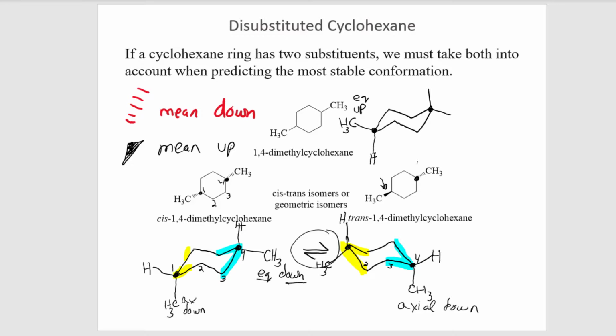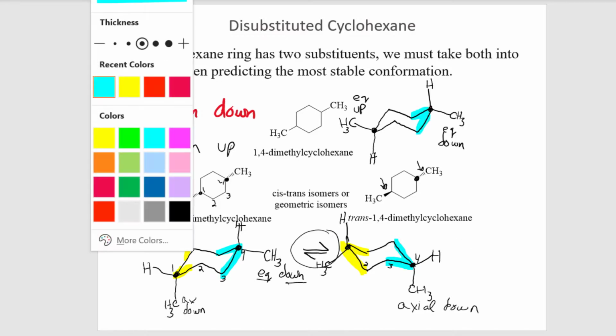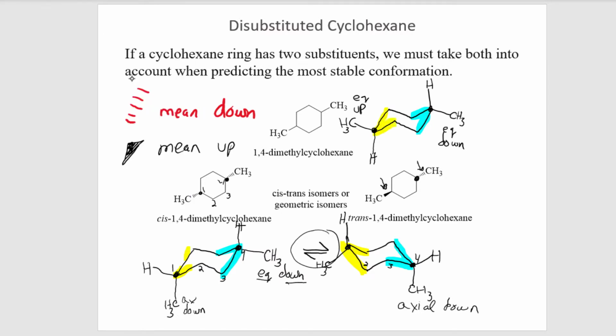And I see that the bond is hashed. So the CH3 is down. It's equatorial and down. That means the hydrogen must be on the other position. So I've got my tail. I've got my beak. And I need to draw the other conformation.